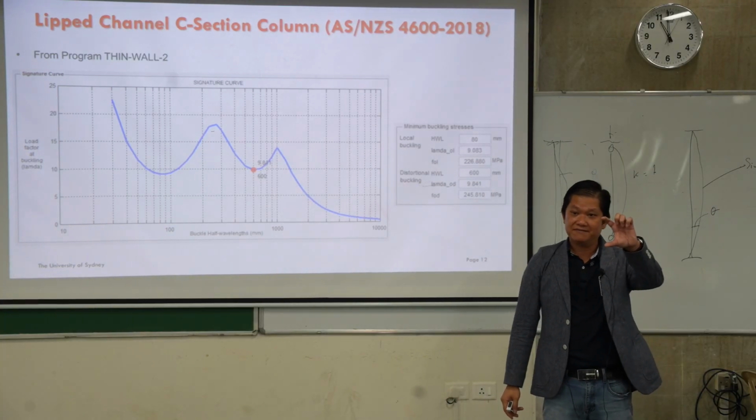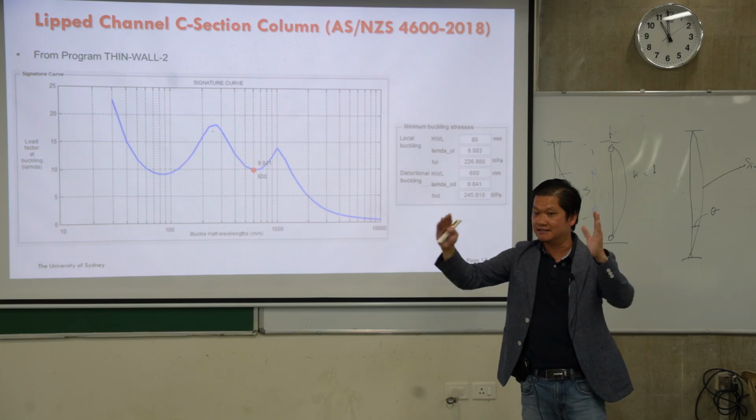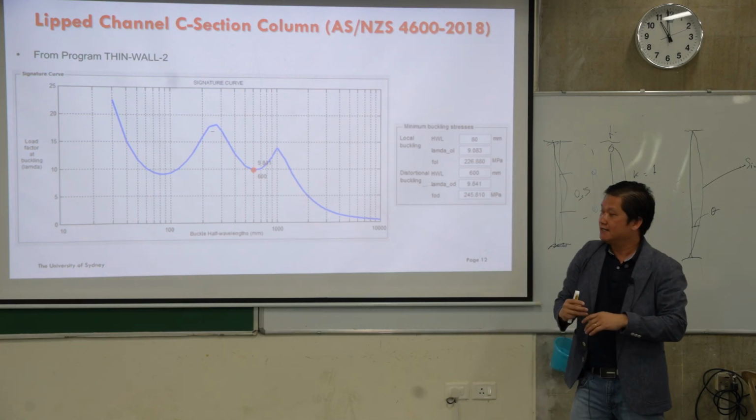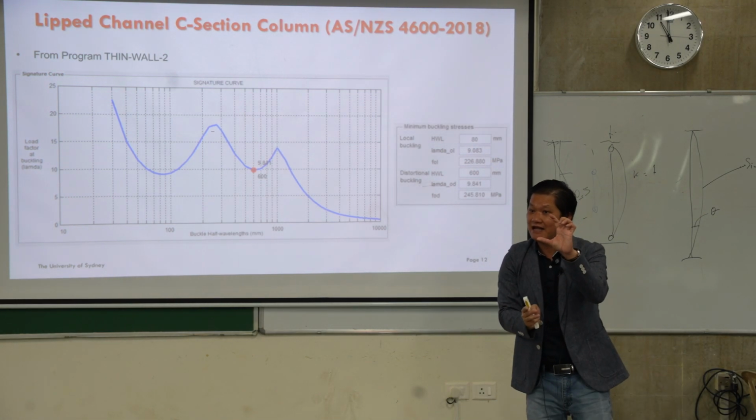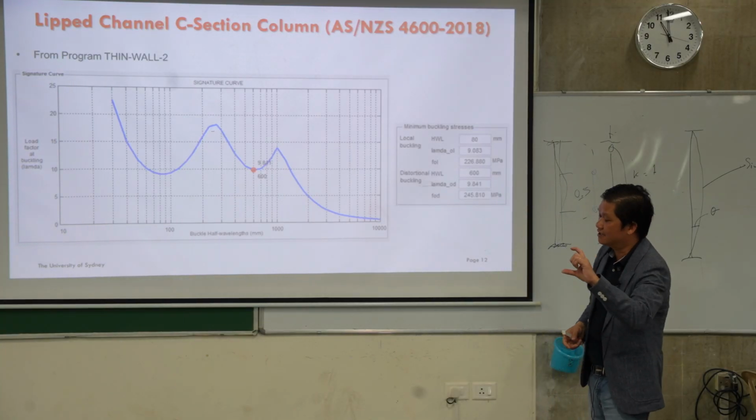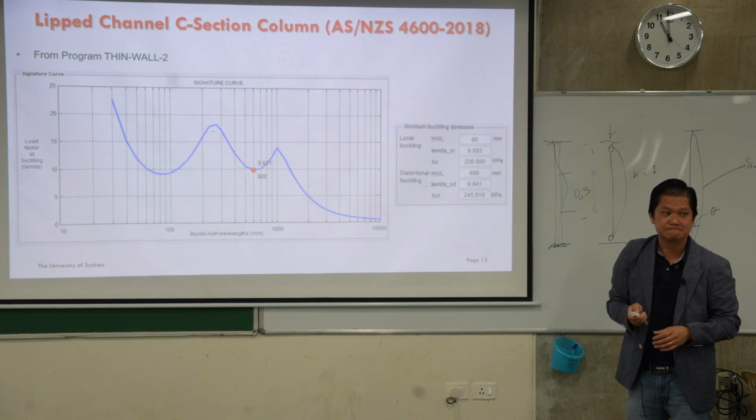Okay, so the depth is 100. The half-wavelength is 600, so about 6 times the depth. And the local buckling half-wavelength is 80, which is smaller, less than the depth. The depth is 100, so it's roughly that number, but it's not exactly the same. So that's local buckling.